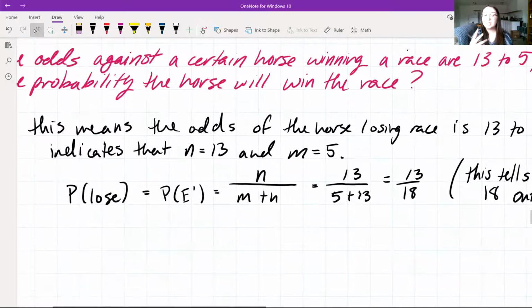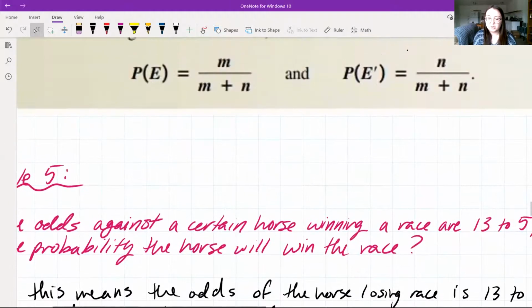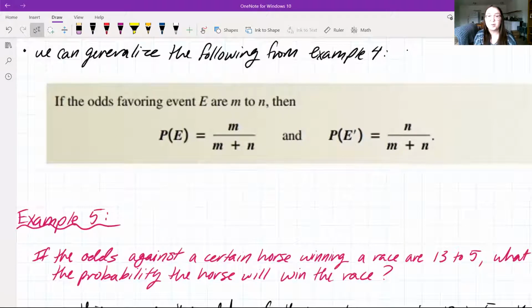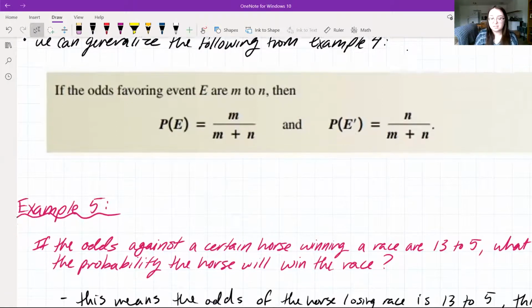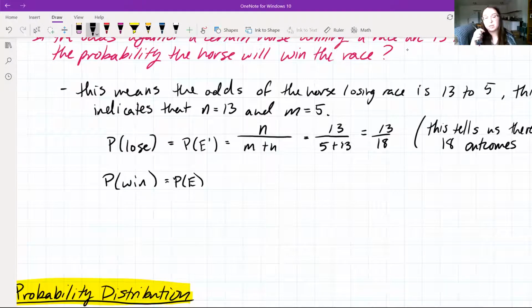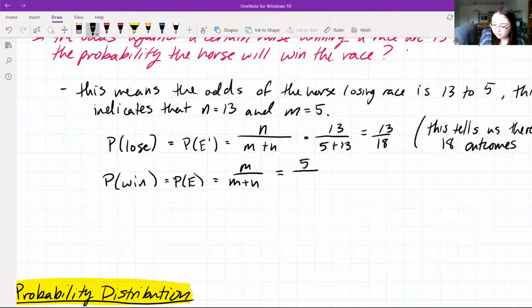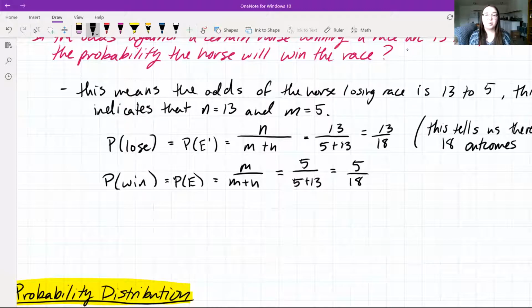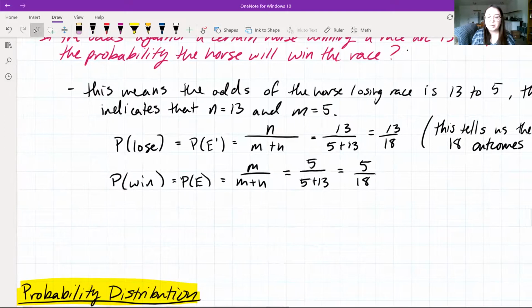So now, since we already found this definition, we can use our generalization we found earlier to find the probability of winning. So we find the probability of winning, which we're saying is equal to the probability of E, if we're thinking about our generalization. And that's going to be M over M plus N. That's 5 over 5 plus 13, which is 5 over 18. So we found the probability that the horse wins.